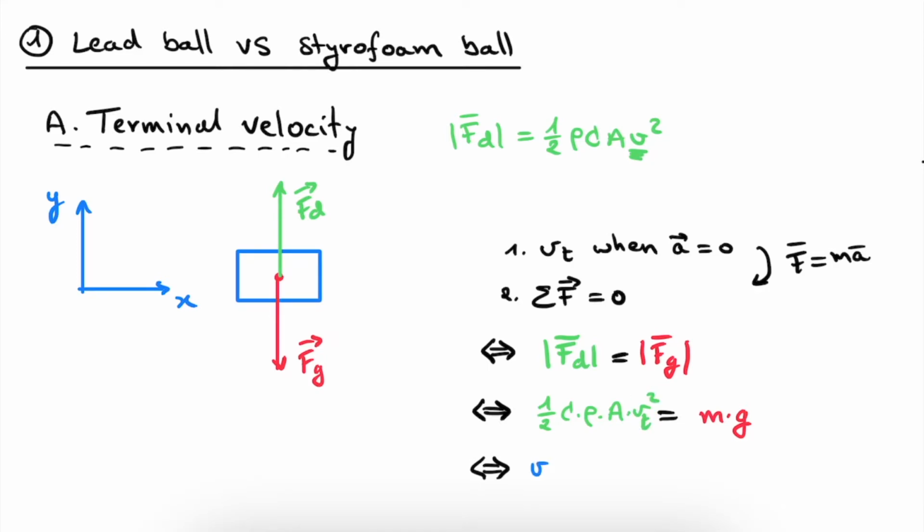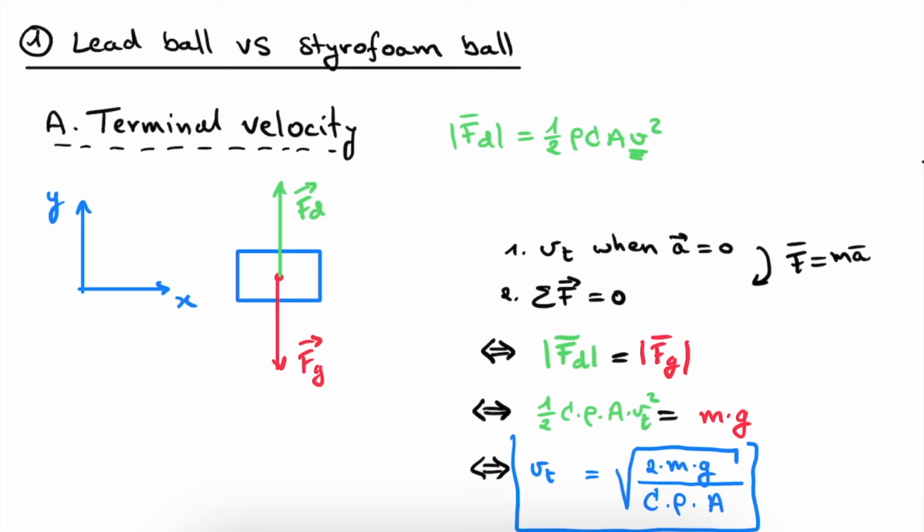And we get that the terminal velocity squared is equal to 2 times the mass times the gravitational constant divided by this constant c multiplied by the density multiplied by the surface. And we can ultimately get this square to the other side, which then becomes a square root. And we have a very nice expression for the terminal velocity of our object.